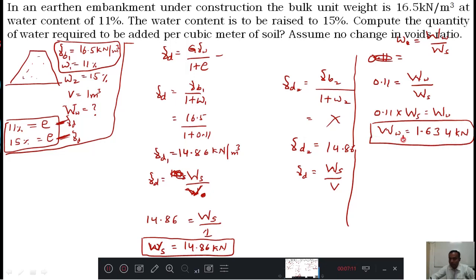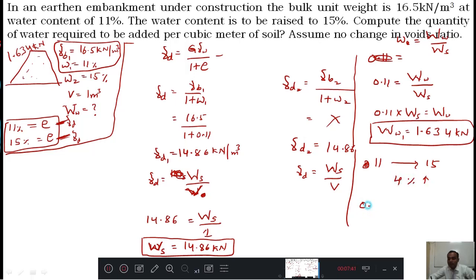This is the weight of water, when 0.11 water content is there. Means initially in this soil mass, 1.634 kilonewton of water is already there. How much do I need to increase the water content? Already 11% is there, and I want to make it 15%, which means I need to increase it by 4%.